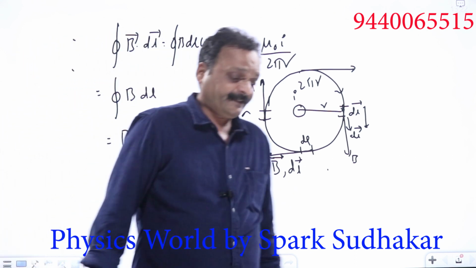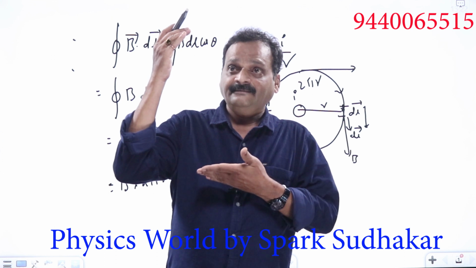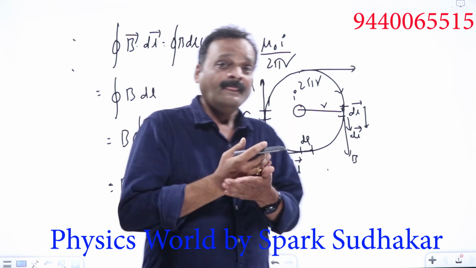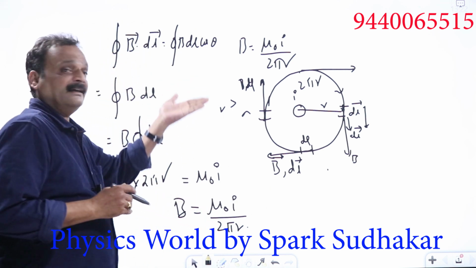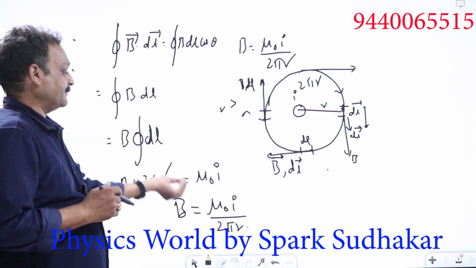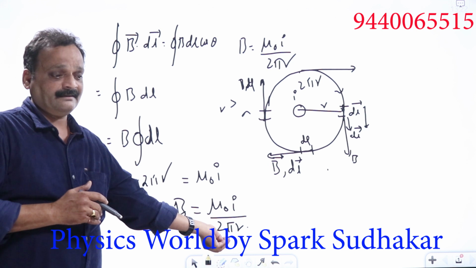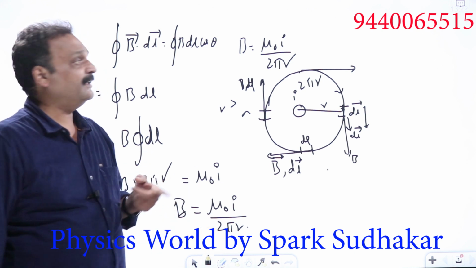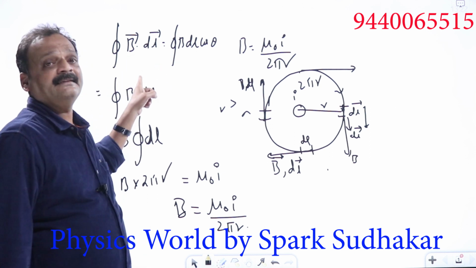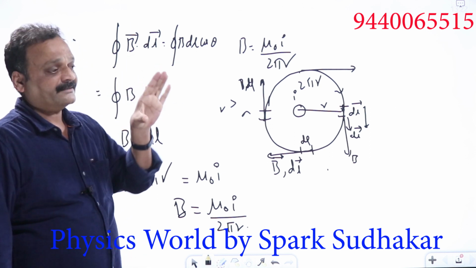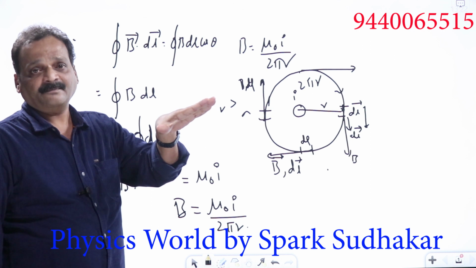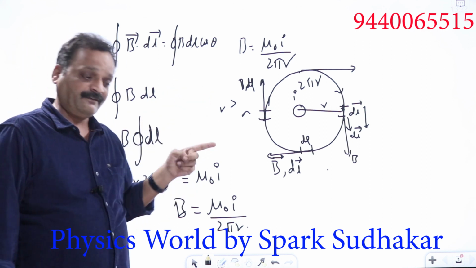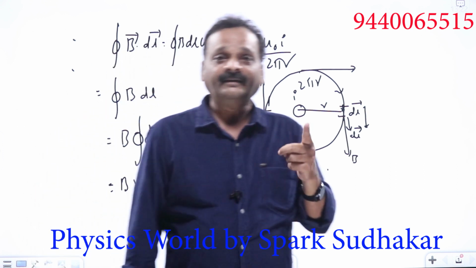What took a one-page derivation using the Biot-Savart law, we could derive using Ampere circuital law within 2 or 3 steps. That is the advantage of using Ampere's law. But Ampere's law is useful only when this integral can be easily evaluated, that is, when there is some symmetry in the current distribution or field distribution. Then Ampere's law gives you the fastest way of finding the magnetic field.